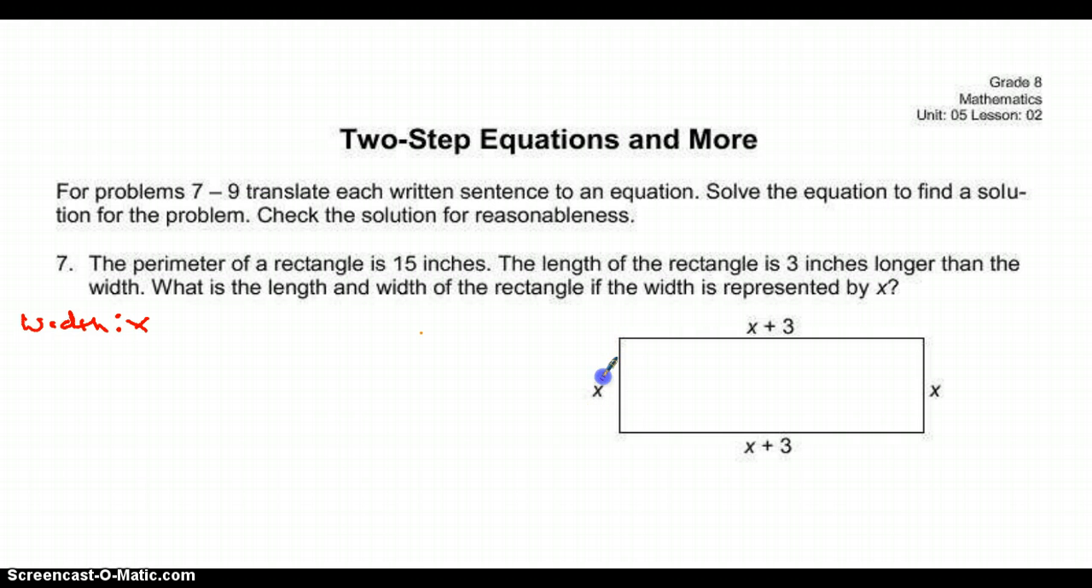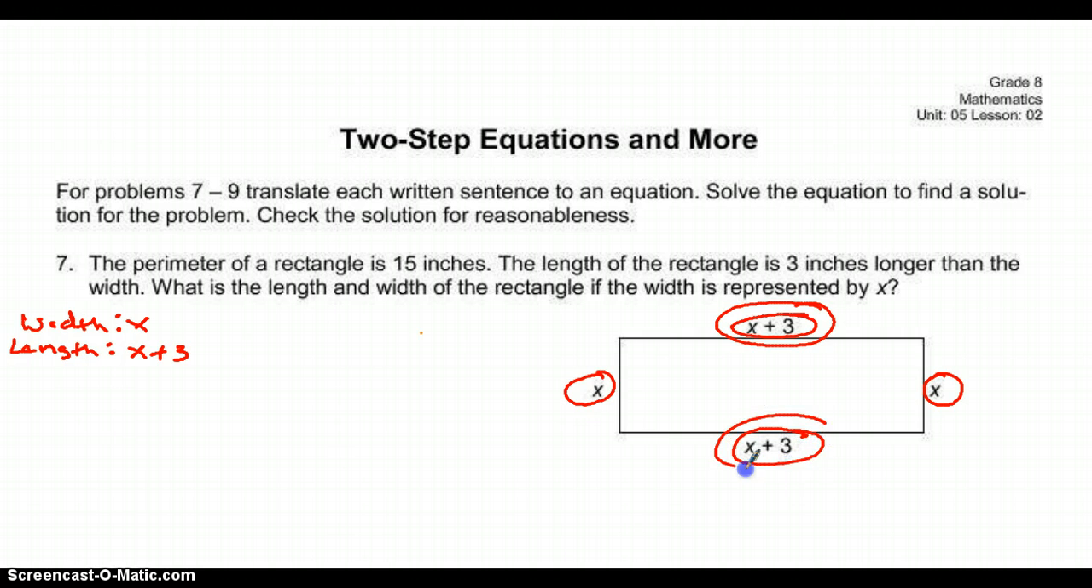So let's just circle this part and this part. Also, we could use that as height. And then length. It says that the actual length is 3 inches longer. So without even knowing, we know that that's going to be x plus 3. We'll double circle that to let you know that we're talking about the length.